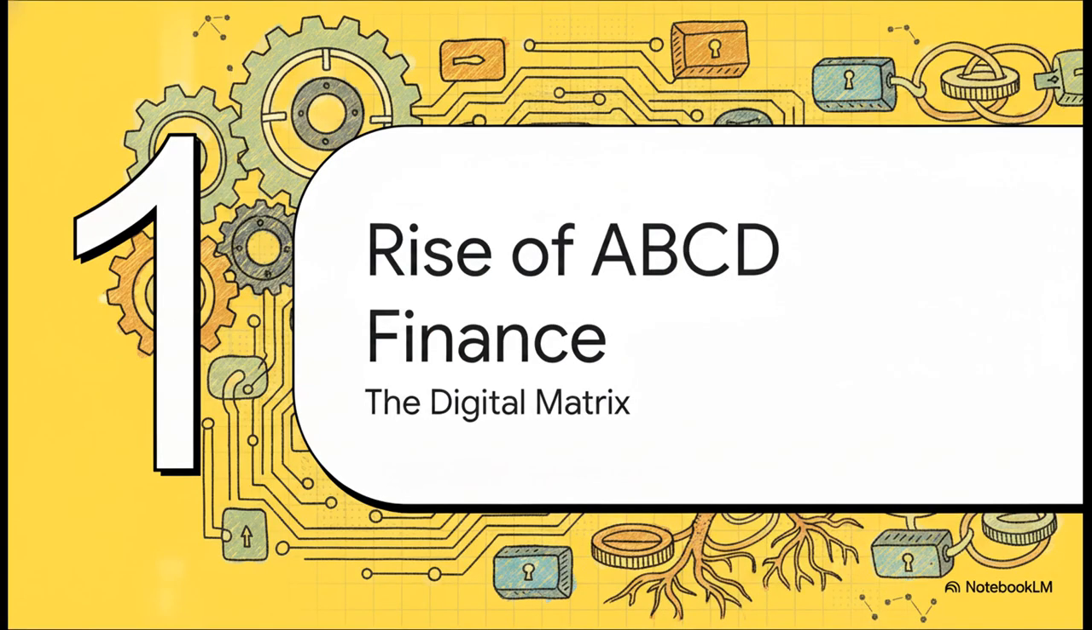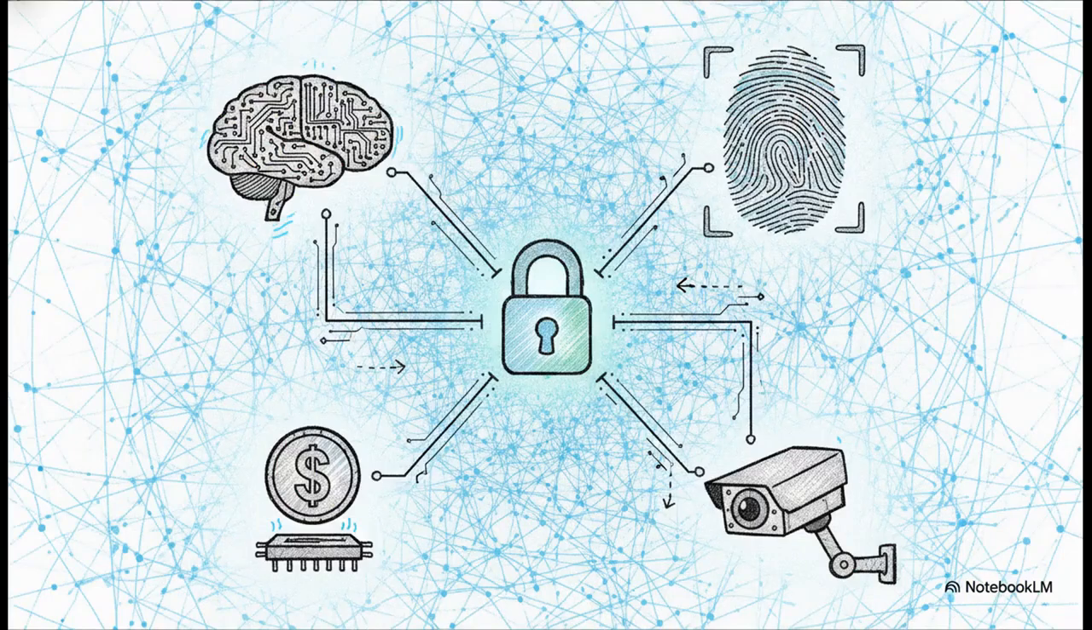Section 1. The rise of ABCD finance. To understand the cure, we first have to look at the catalyst, and that is a looming, unified, and highly programmable global financial architecture that's currently being designed and piloted. The paper categorizes this massive shift into 4 mutually reinforcing digital pillars. They call it the ABCD architecture.